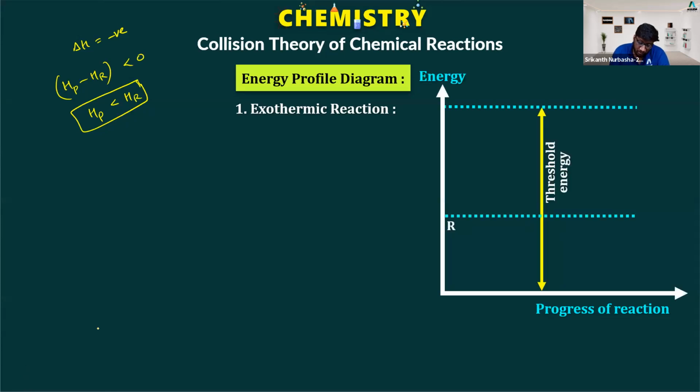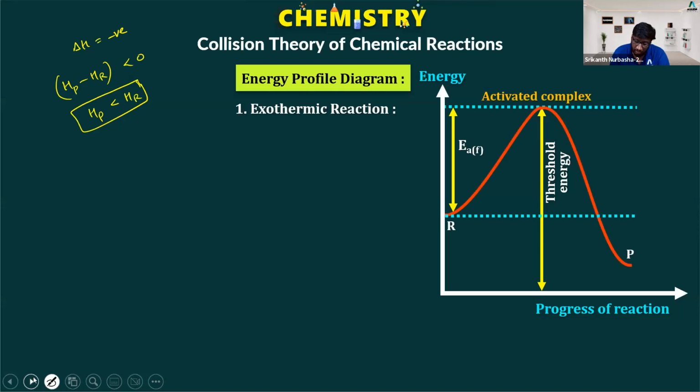So we have progress of reaction. We have reactants somewhere here, and the reactants are going to be converting into products. The products will be having enthalpy somewhere down. So if you compare, enthalpy of reactants is high when compared to enthalpy of products. Then the energy difference between the reactants and the activated complex is the activation energy for the forward reaction. For the backward reaction, the energy difference between products and the activated complex is the activation energy for the backward reaction. And from the x-axis to the activated complex, that is nothing but threshold energy.